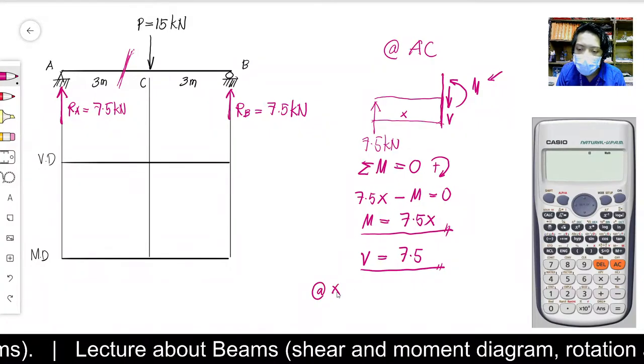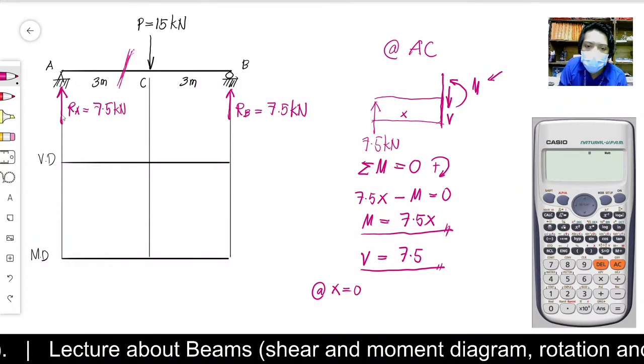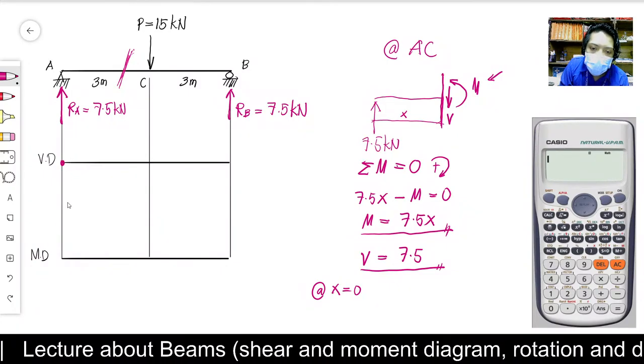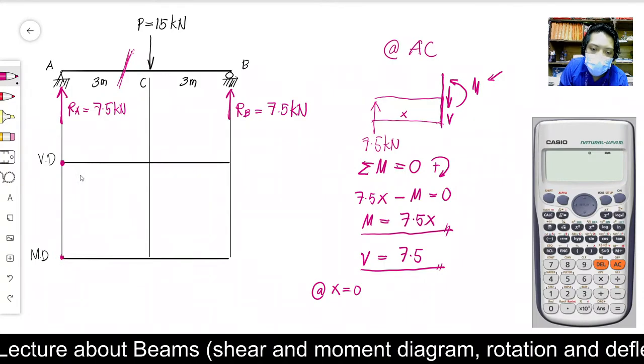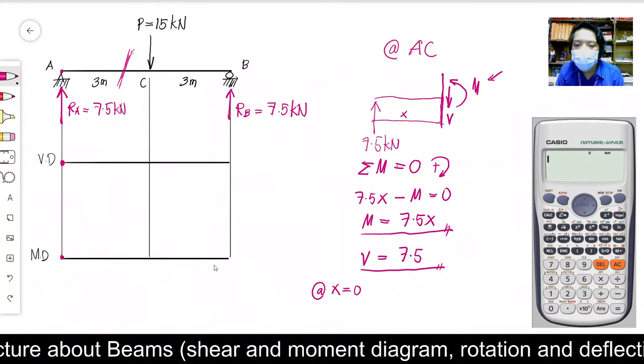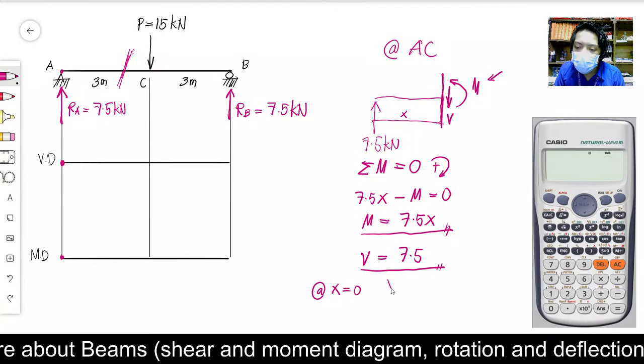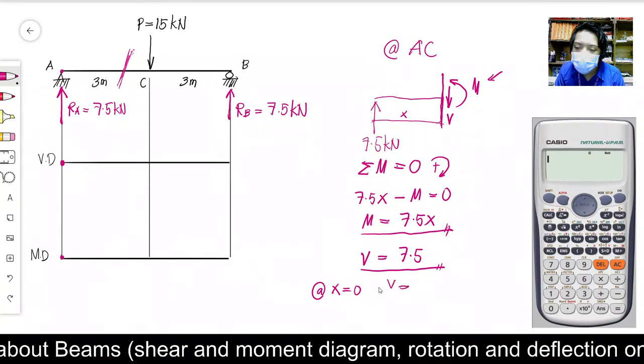At x equal to 0, meaning at this point, at x is equal to 0, when x is equal to 0, your value of the shear is equal to, sorry.